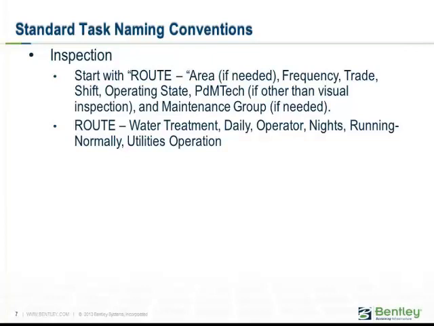For inspection routes, start with route, followed by area if needed, frequency, trade, shift, operating state, PDM technology if other than visual inspection, and maintenance group if needed. If you use title case, we often eliminate the commas to save some space. For example, route - water treatment, daily, operator, nights, running normally, utilities, operations.